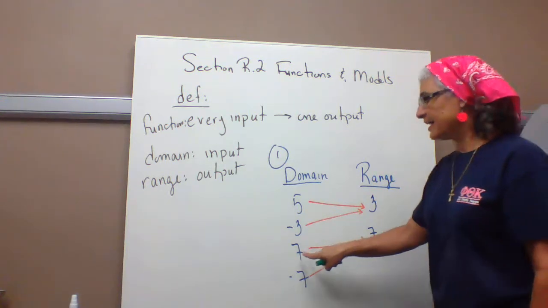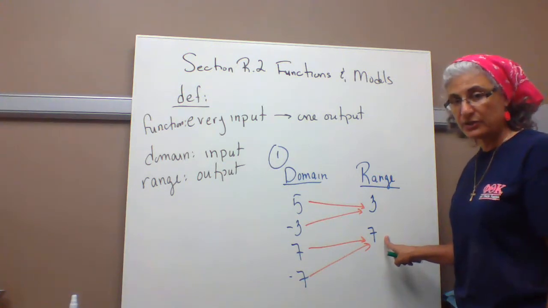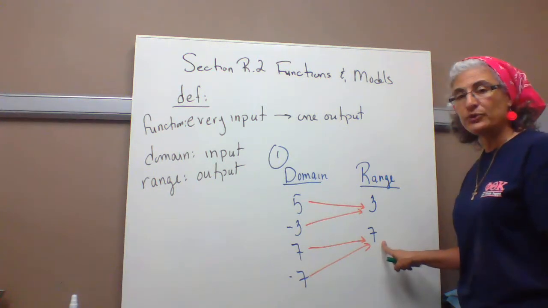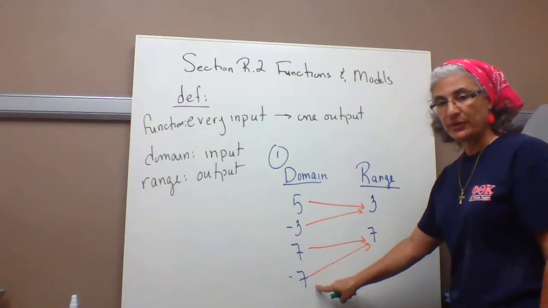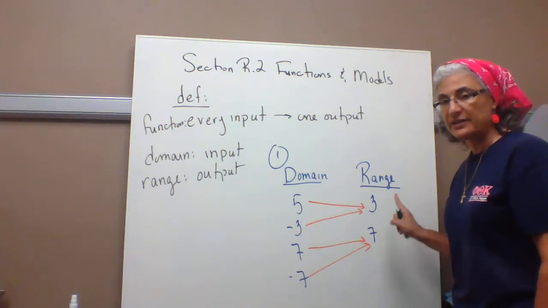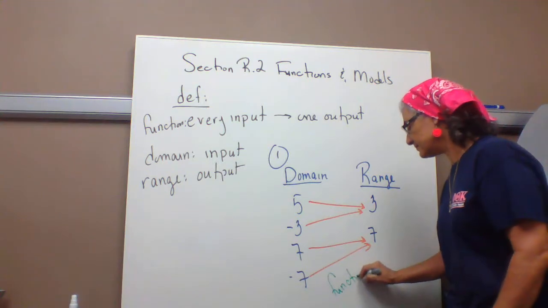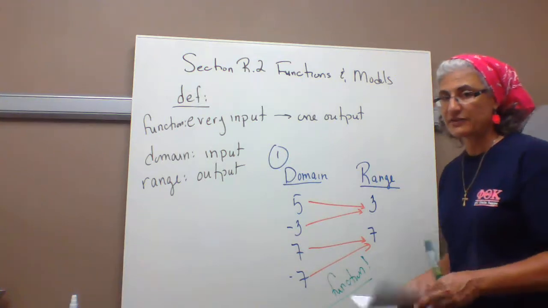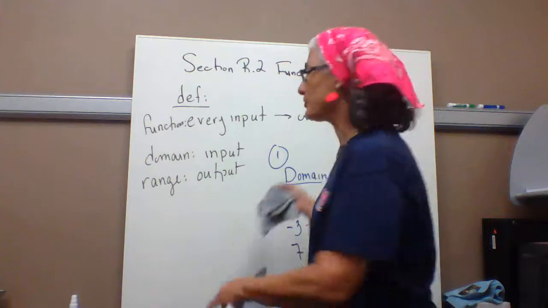Yes. The next input is 7. And according to this arrow, it only goes to one output. So still a function. Last input is -7, goes only to one output. It is still a function. Every one of these inputs went to only one output. This is a function. Well, that's good news. Functions have different properties. But anyway, that's another chapter. Let's look at another one.